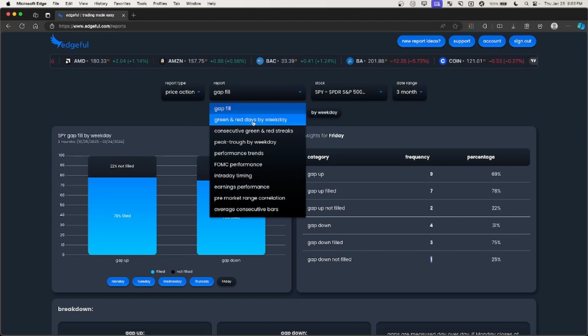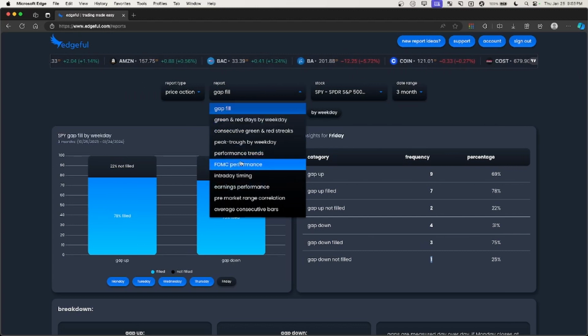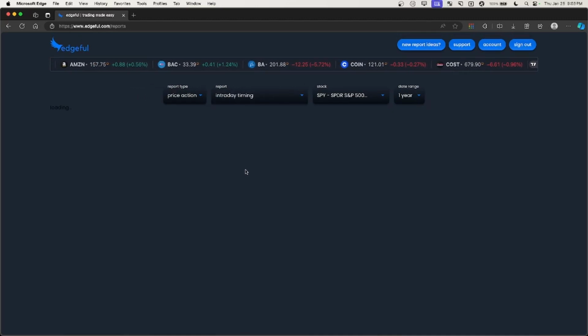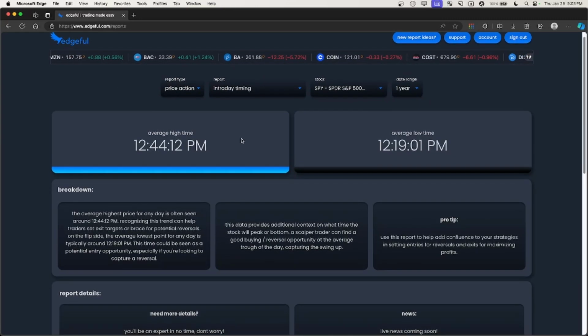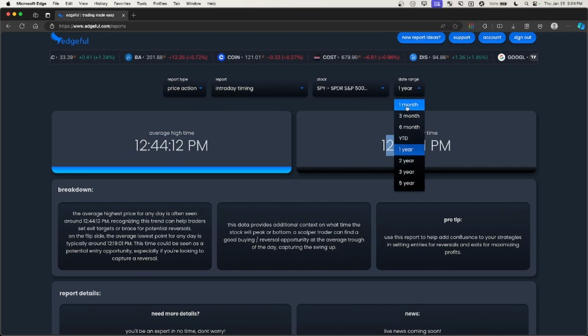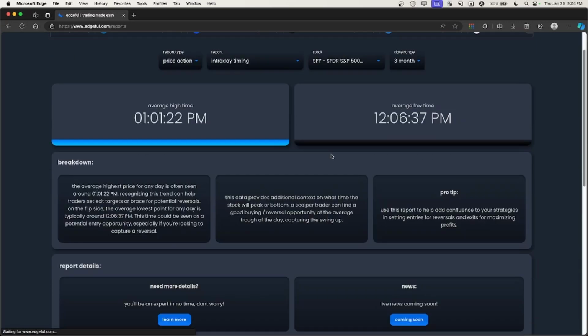We can see green to red days, consecutive green to red streaks, performance trends, FOMC performance, if you guys are interested in that, intraday timing. The average high time is about 12:42. The average low time is about 12:19. This is also on the year. Like I said, I would look for 1 month to 3 months.